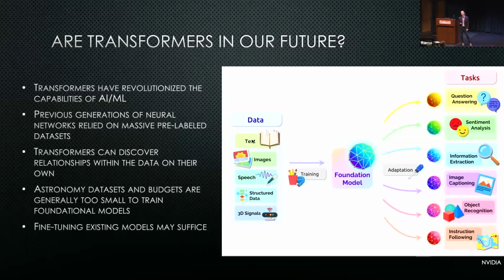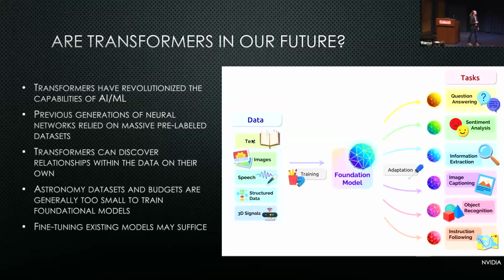Now, a problem with this is that these foundational models that power ChatGPT, et cetera, are trained on the entire corpus of text on the internet. A much bigger data set than we have access to in astronomy typically. And they also are very computationally expensive. They have billions of dollars worth of GPUs that they train these models on for months or years at a time. And of course, astronomy data sets and budgets just aren't capable of doing this.